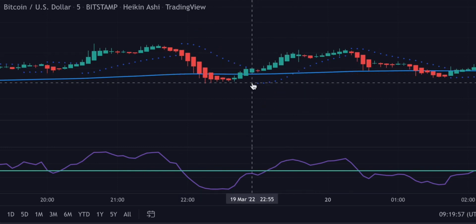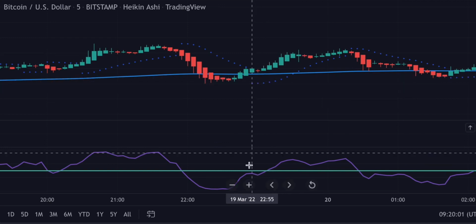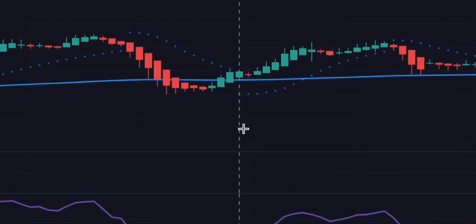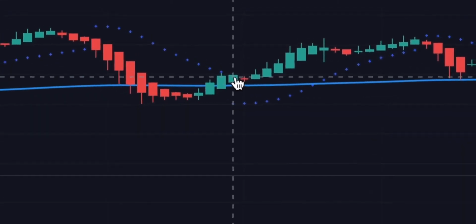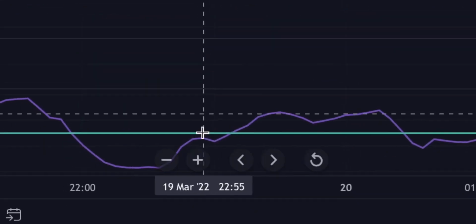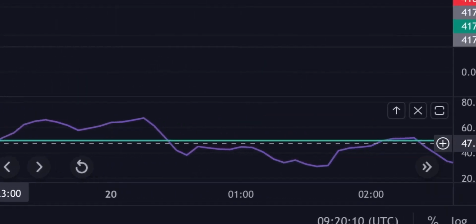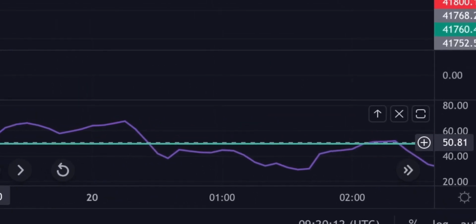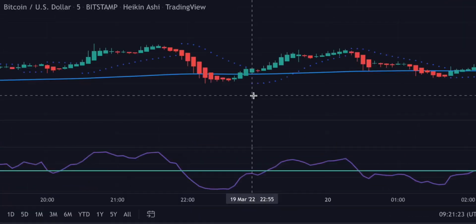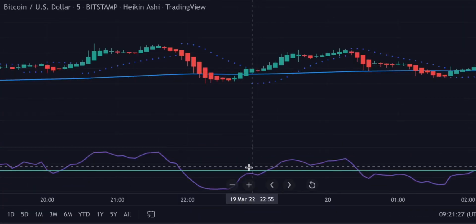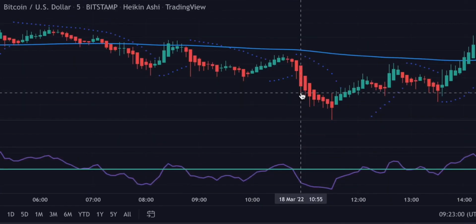Also, when entering a trade, we need to confirm the signal from our parabolic SAR indicator with our RSI indicator. So if we have a long signal from our parabolic SAR, but the line of our RSI indicator is below this 50 line, we cannot take a long trade. So we wouldn't take this long position right here because we do not have a confirmation signal from our RSI indicator. The opposite works when entering short trades.